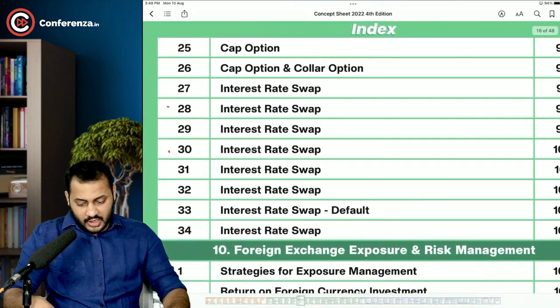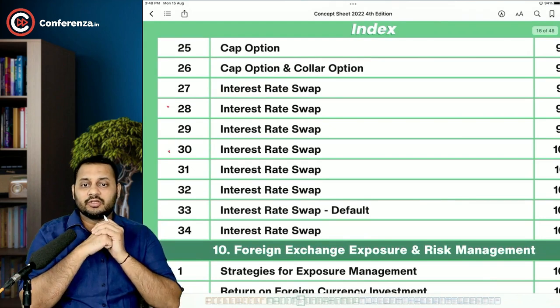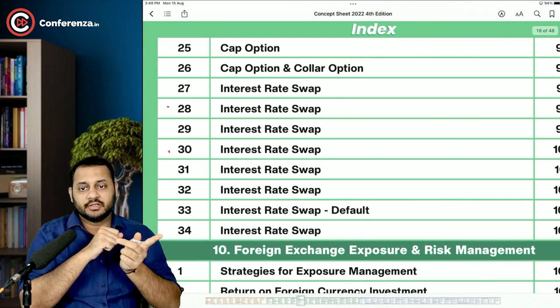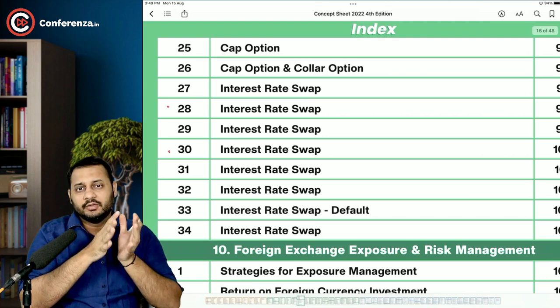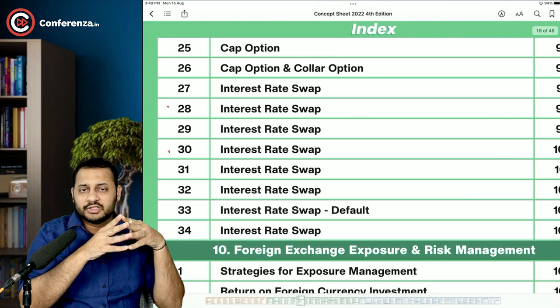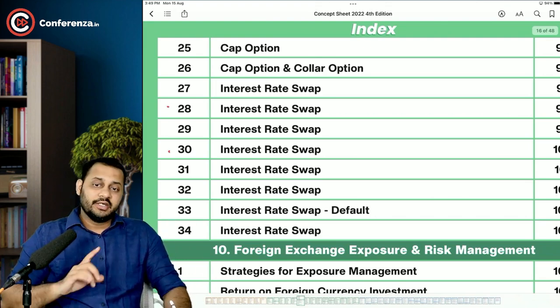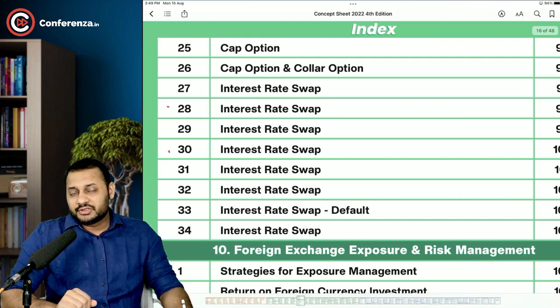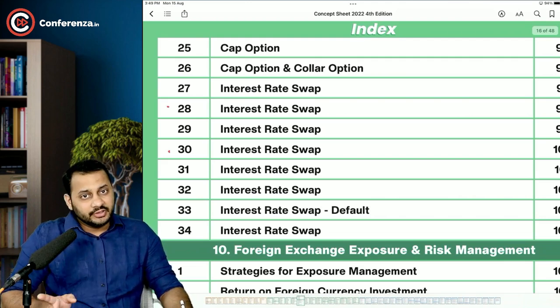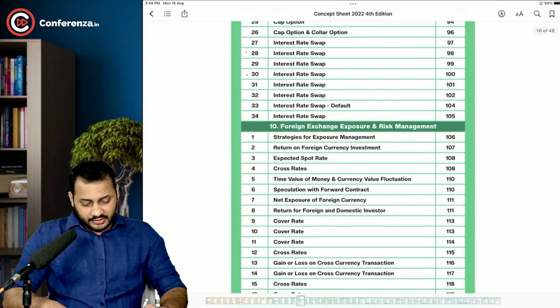Then after question number 26, we are going to start with the concept of interest rate swap, and it will go till the end. So around 8 questions, 25% of the syllabus of this chapter, is on interest rate swap. Good. With these 8 questions, we are going to complete the one question that we actually postponed in the previous chapter. That was the last question of the previous chapter. So this is all about interest rate risk management.